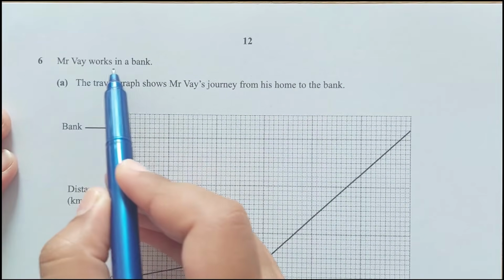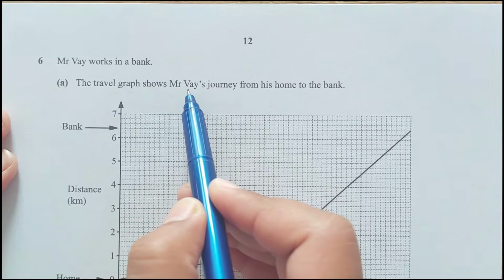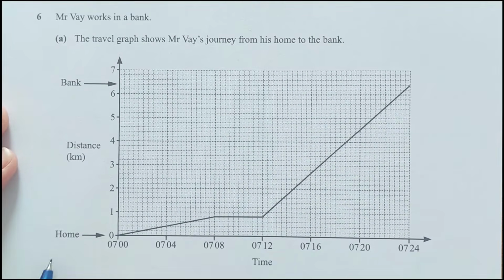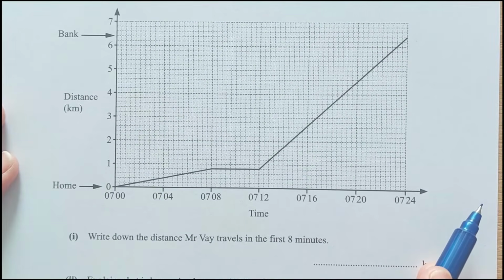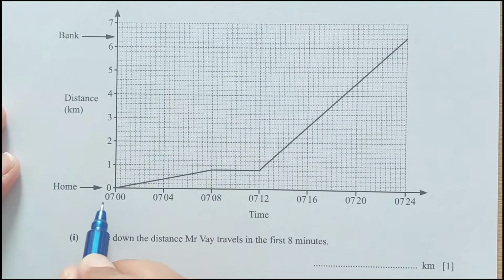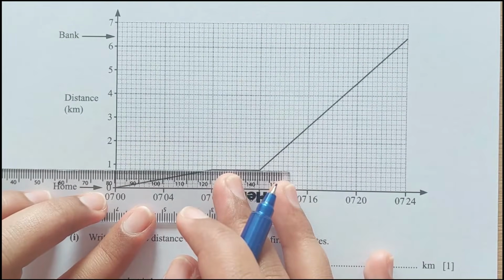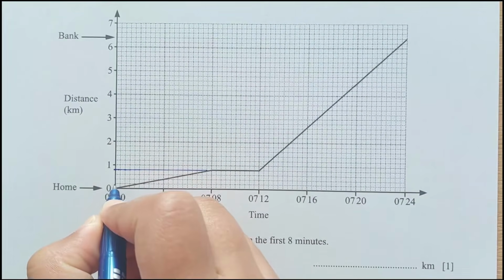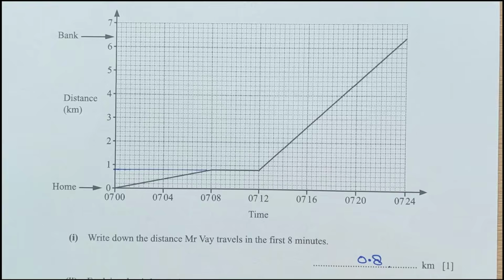Question number 6. Mr. Wei works in a bank. Part A, the travel journey graph shows Mr. Wei's journey from his home to the bank. So home to bank, the distance and the time. Now for part 1, write down the distance Mr. Wei travels in the first 8 minutes. So first 8 minutes, 7 to 7:08. The total distance traveled is, what is this distance? We have 1, 2, 3, 4, and this is 0.8 kilometer, right?